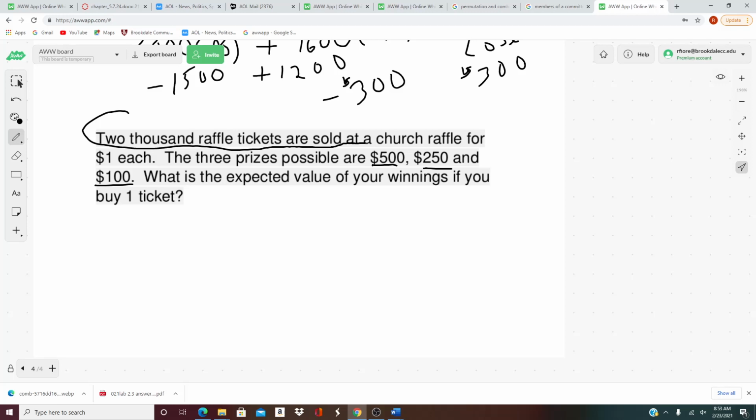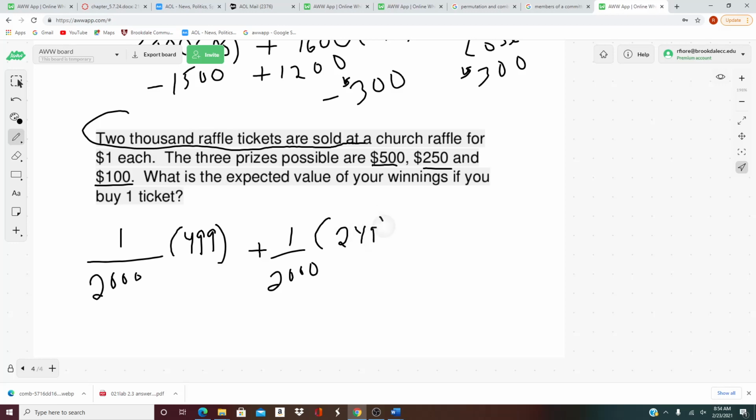Well, there's several things that can happen. One is I can win the $500. I have a 1 in 2,000 chance of winning that $500. But I don't win 500. I only win $499 because it costs me $1 to buy that ticket. There's a 1 in 2,000 chance that I'm going to win second prize. This would be $249. The reason that's $249 is because it's not $250, since I spent $1 on the ticket. There's a 1 in 2,000 chance that I'm going to win $100. So that's $99.